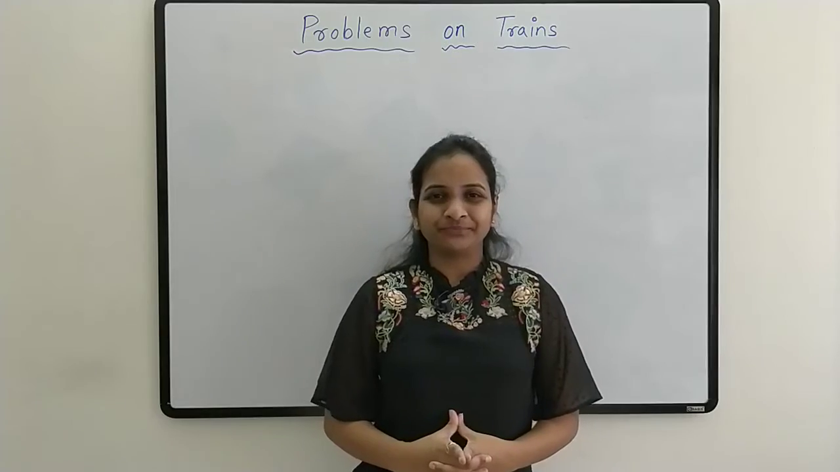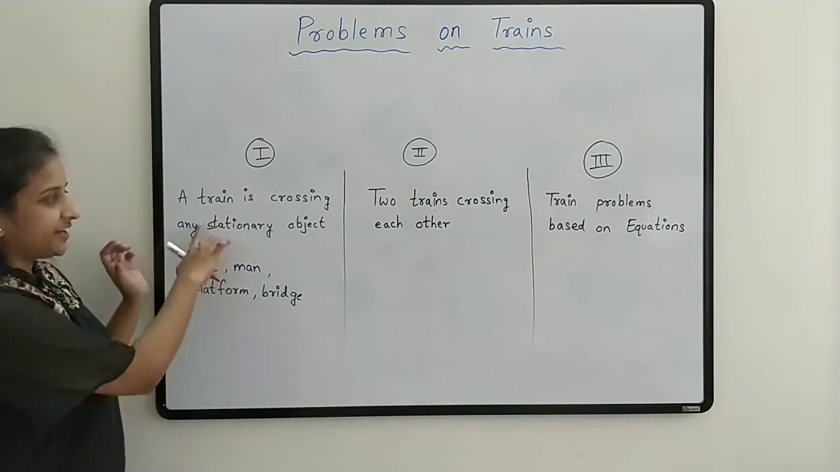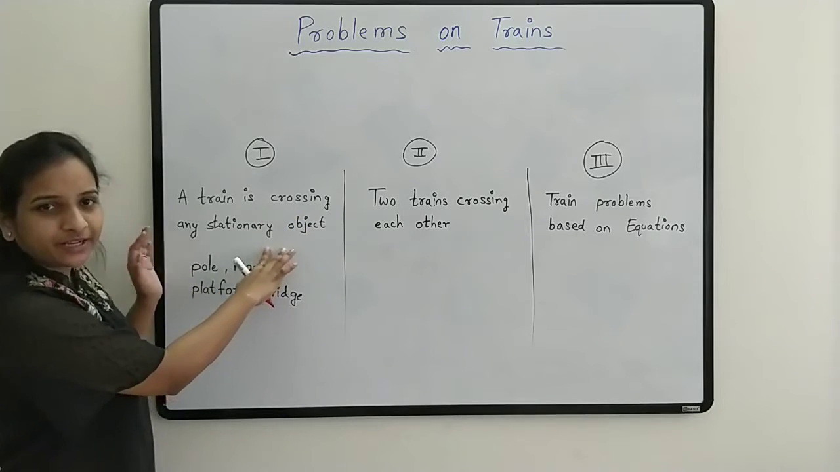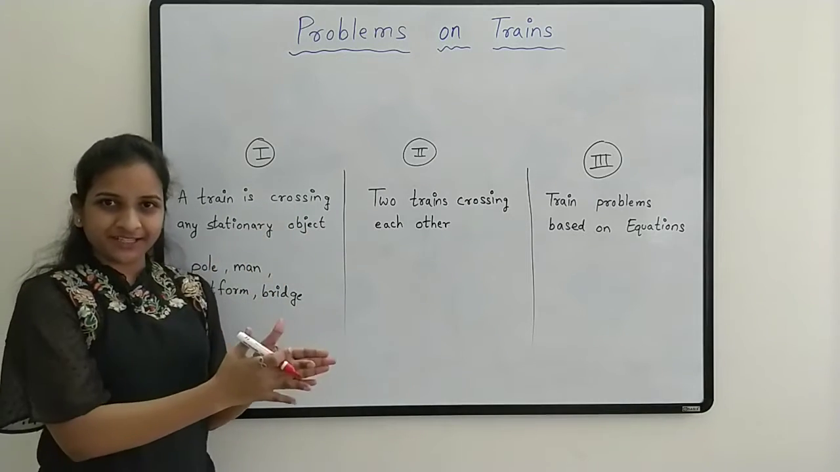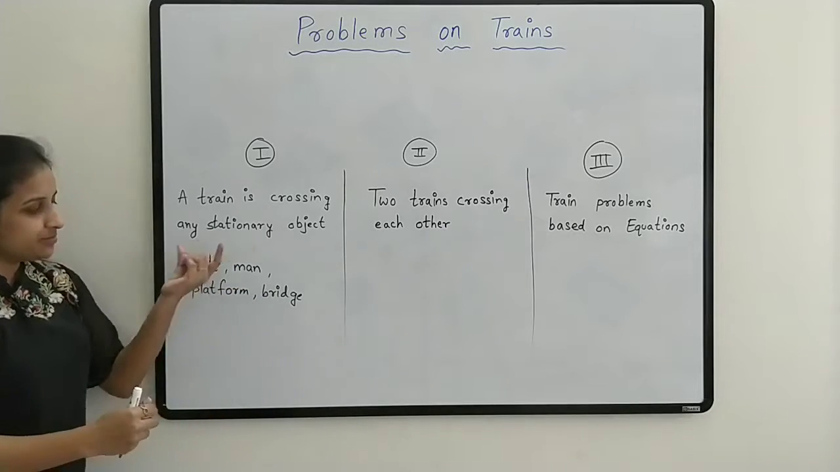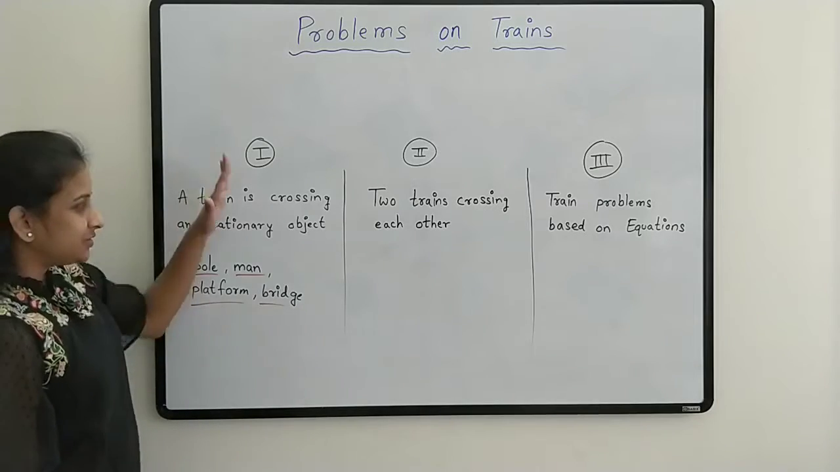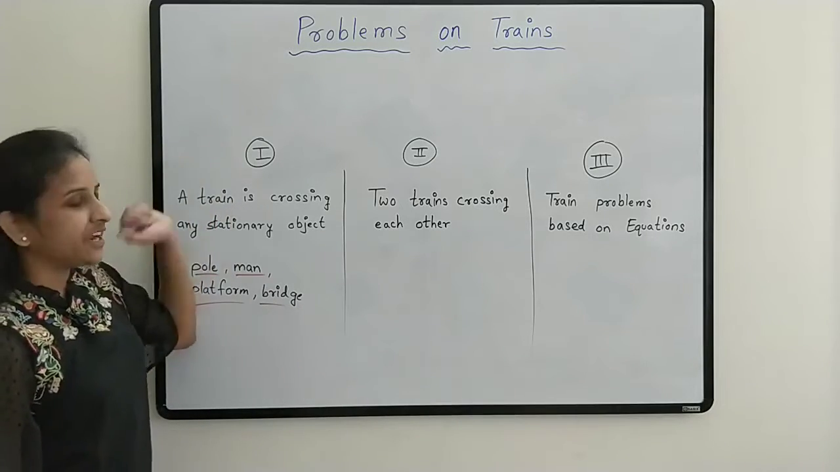So let's start. There are three categories of problems. Category 1 contains a train crossing any stationary object. Means in this category only the train is moving and it is crossing a stationary object which is not moving. A stationary object can be a pole, man, platform or bridge. So all these types of problems fall in category 1.